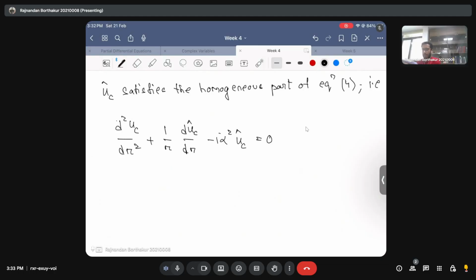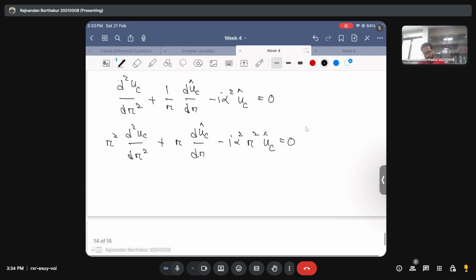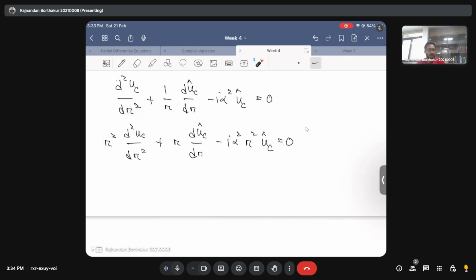So what I will do is multiply the entire equation by r squared. I will get r squared times d2 u_c hat by dr2 plus r times d u_c hat by dr minus i alpha squared r squared times u_c hat is equal to 0. All right, so this is the equation that u_c satisfies, or in other words, we now need to evaluate what is u_c. That's all that we require.